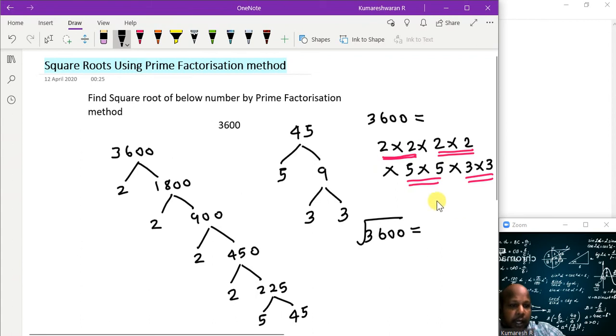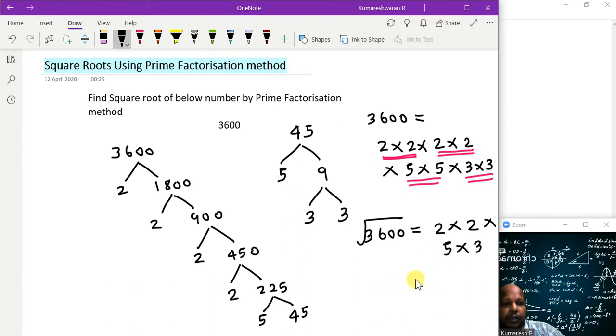So for the first pair of 2 I write 2, for the second pair of 2 I write 2, for the pair of 5 I write 5, and then multiply by 3 for the pair of 3. If you find the product of these numbers, 2 into 2 is 4, so 4 into 5 into 3. 4 into 5 is 20, and 20 into 3 is 60. So 60 is the square root of the given number.